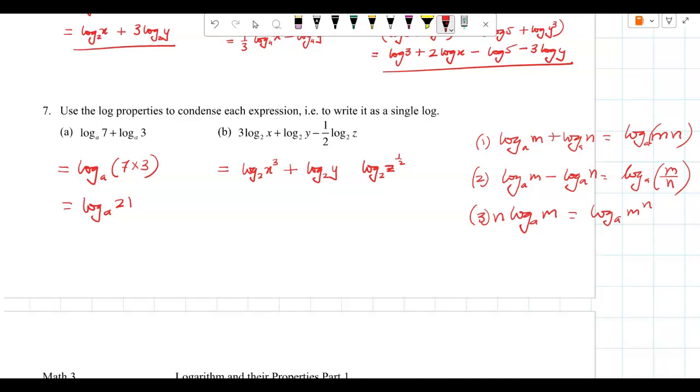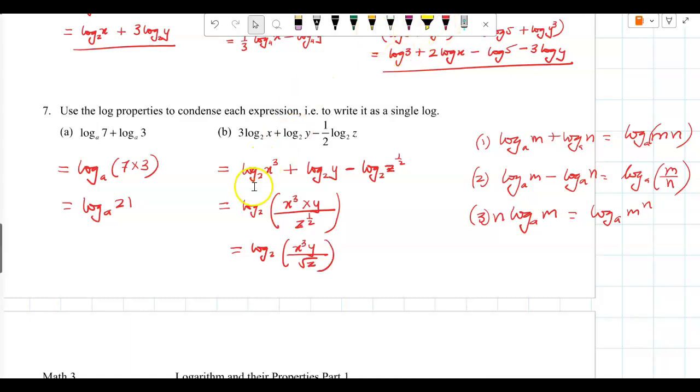Now combine it. So log, open bracket, 2 x cube multiplied by y divided by z raised to 1 half. Z raised to 1 half. Interesting. It combines and it's also dividing. It has both. Everything is there.